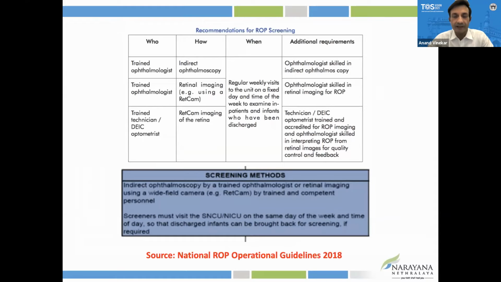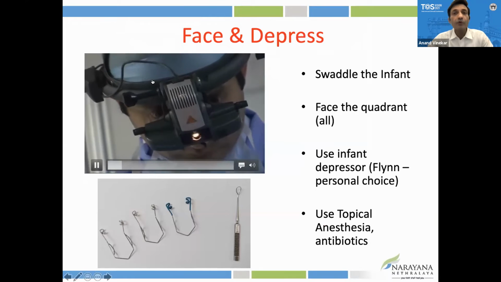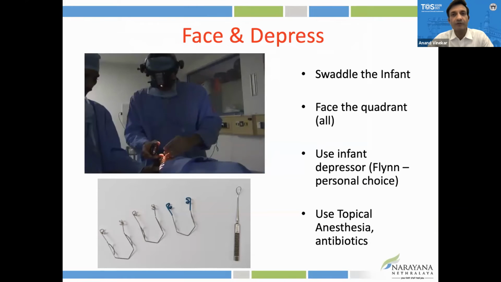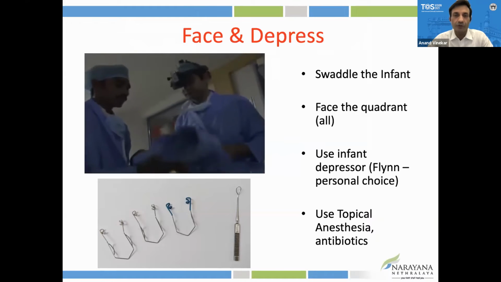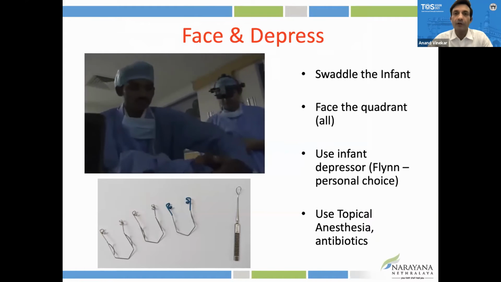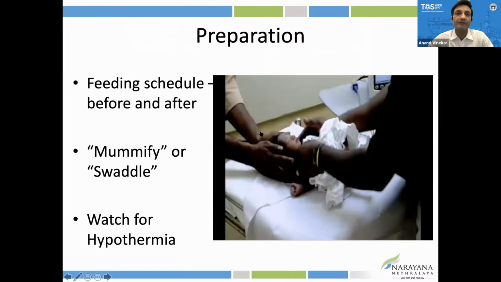And not just that, it can be done by non-doctors or non-ophthalmologists, and you can train technicians or nurses even to do it. For those who don't have the cameras, well, indirect ophthalmoscopy is still very, very effective. Always face the quadrant in which you want to screen, and either you turn around the table or you get the baby to be rotated so that you don't miss any of the peripheral disease.